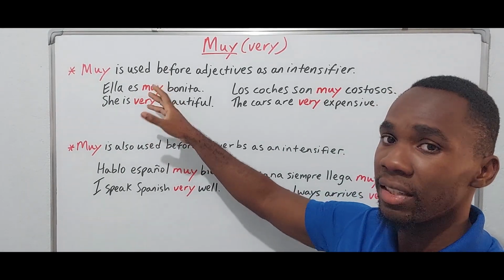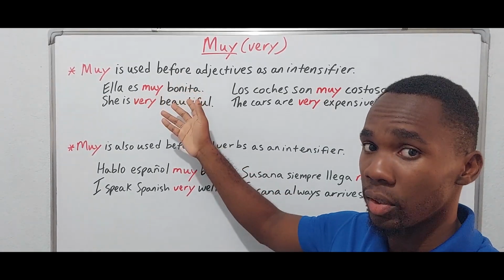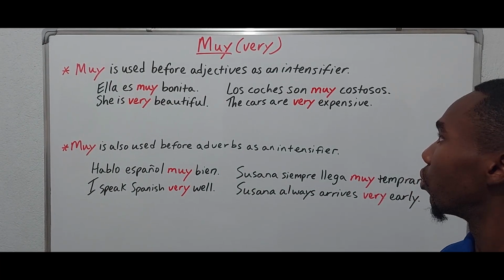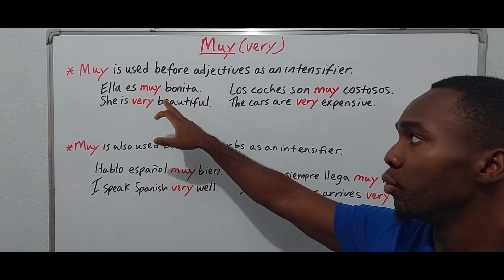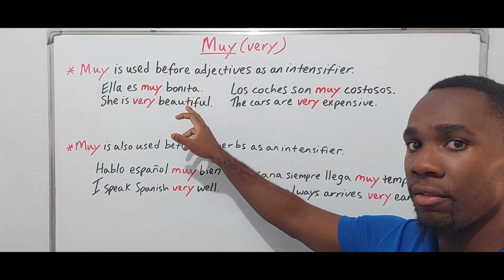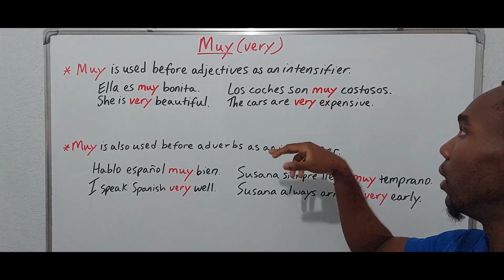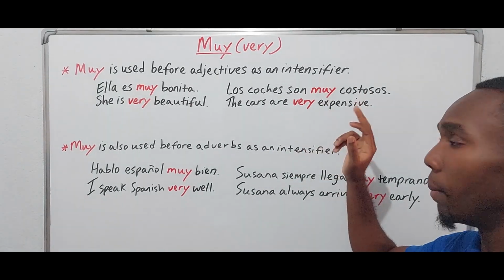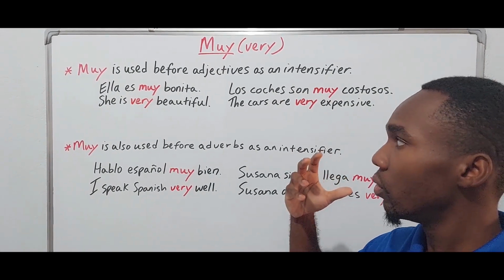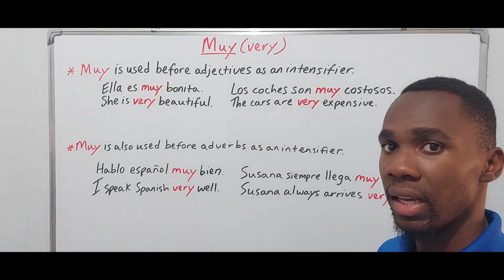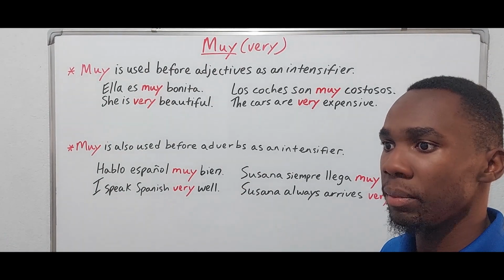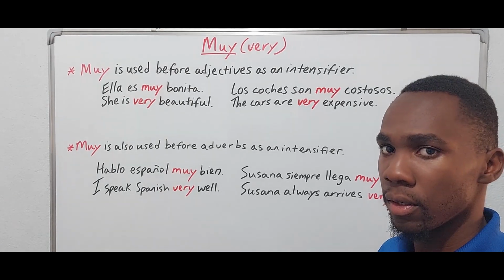is not affected by gender or number, right? Because we have over here, los coches son muy costosos. You see that muy here is used before a singular feminine adjective, and here it is used before a plural masculine adjective, right? So this shows us that muy is not affected by gender or number. Muy is just going to be muy. It does not change form, right?